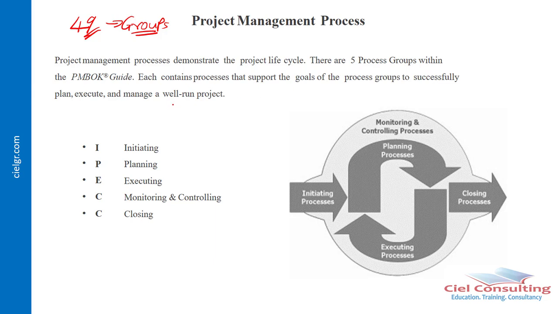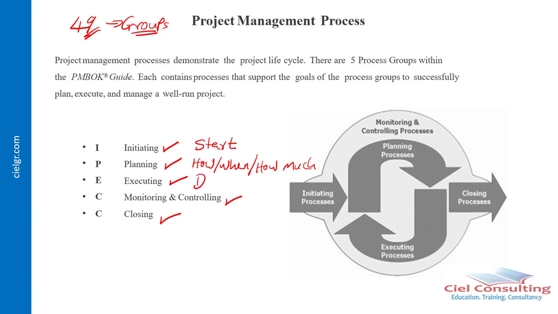So the 5 process groups that the PMI refers to are the initiating, the planning, the executing, the monitoring and controlling, as well as the closing. When we talk about initiating, it simply refers to all activities that we carry out to enable us start the project. Then in planning, this is where we determine the how, the when, as well as how much the project is going to cost. And that's what we do during the planning.